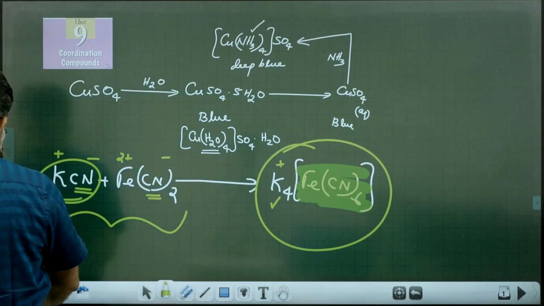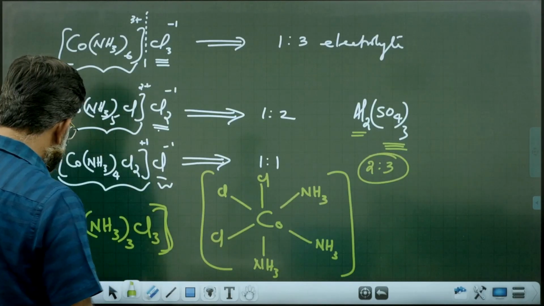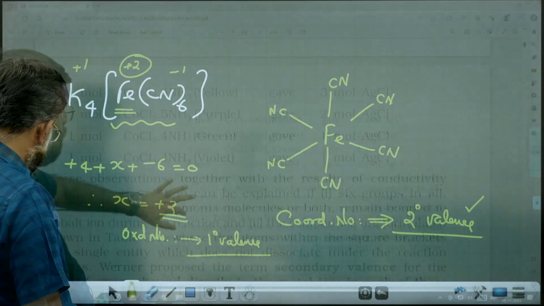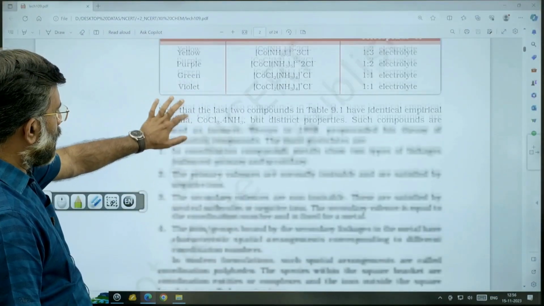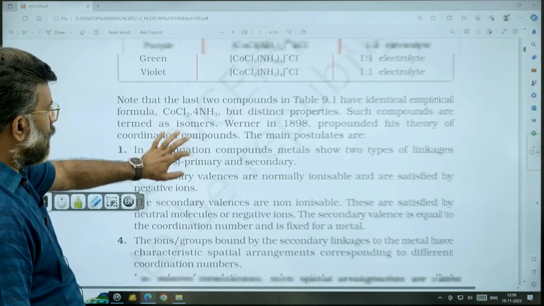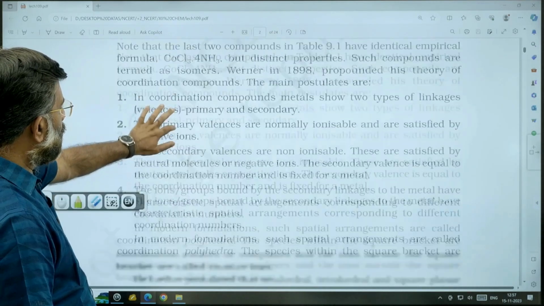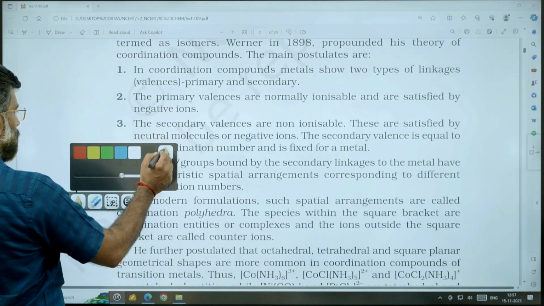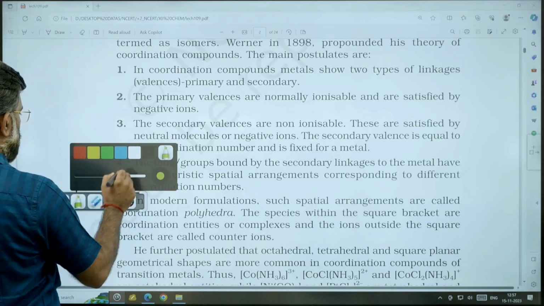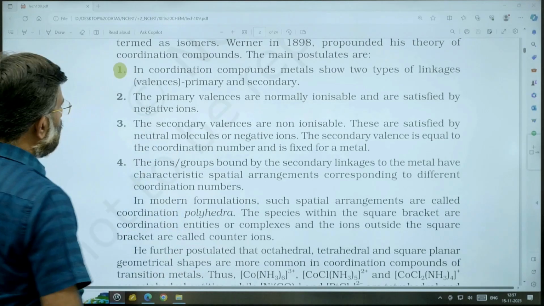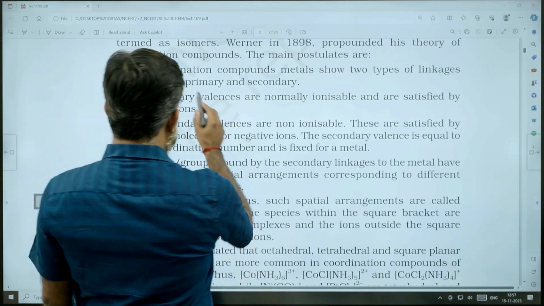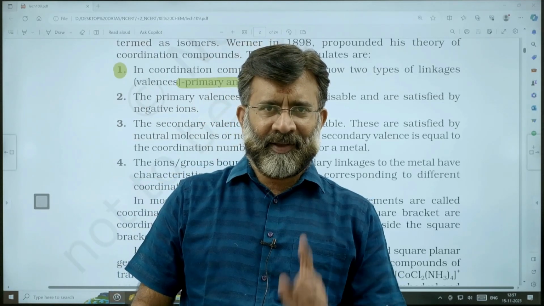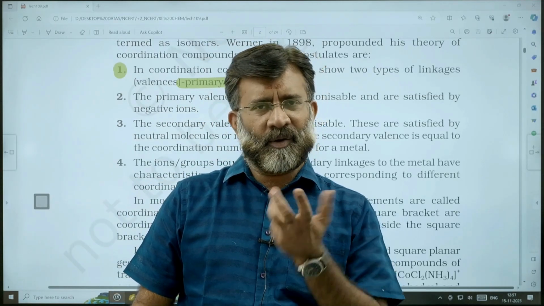So coordination compounds are formed by combination of simple and stable molecules. There is a theory explained by Alfred Werner, that is Werner's coordination theory. Already we have discussed the main points. First one, metals show 2 types of linkages, primary and secondary valency. Primary valency means oxidation number. Secondary valency means coordination number.